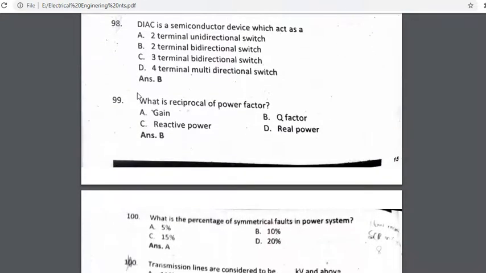What is the reciprocal of power factor? It is a Q factor. So what is the percent of symmetric fault? We only have 5% symmetric faults and the rest 95% faults are unsymmetric.